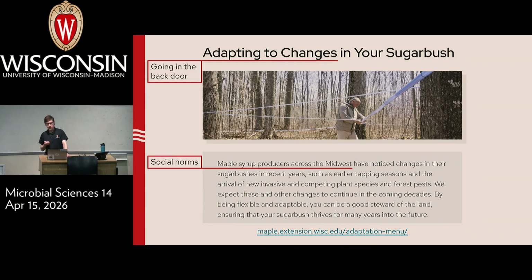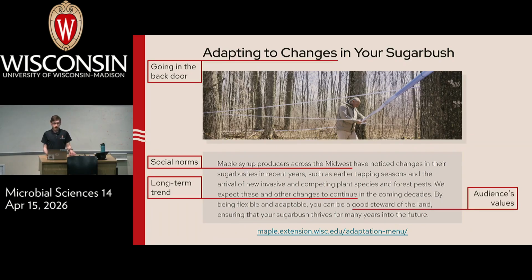In the first sentence, we try to invoke social norms because we know that those are very important for informing people's attitudes and behaviors. So we're saying maple syrup producers across the Midwest are noticing these things. It's not just us as the experts saying this is happening, but you and your peers are seeing this. We're conveying that this is a long-term trend, not just a few weird years that we've had. Good steward of the land is something that we know landowners value. And so we want to directly invoke those values in how we're framing this whole topic.